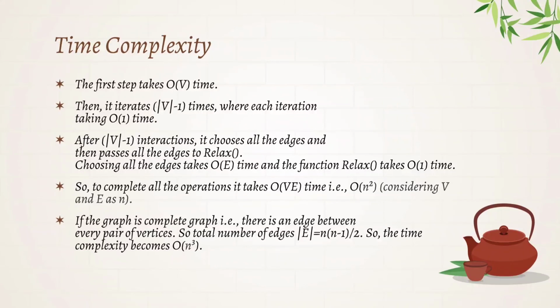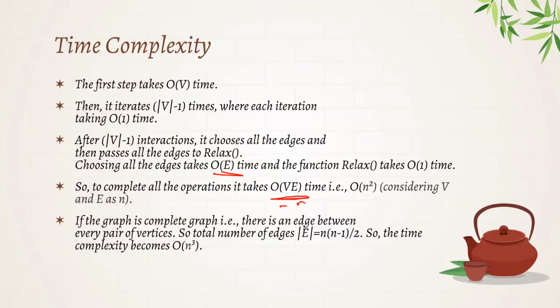Now let's quickly discuss the time complexity of Bellman-Ford algorithm. The first step takes order of v time, and then for each iteration it takes order of 1 time. After v minus 1 iterations, it chooses all edges and then passes all edges to relax. Choosing all edges takes order of e time, and the function relaxation takes order of 1 time. So from this we can conclude that the time complexity is order of v into e.